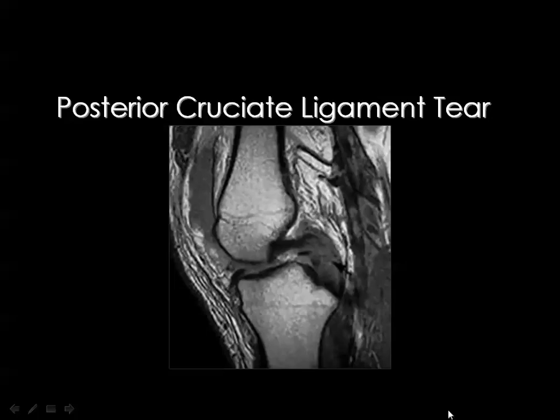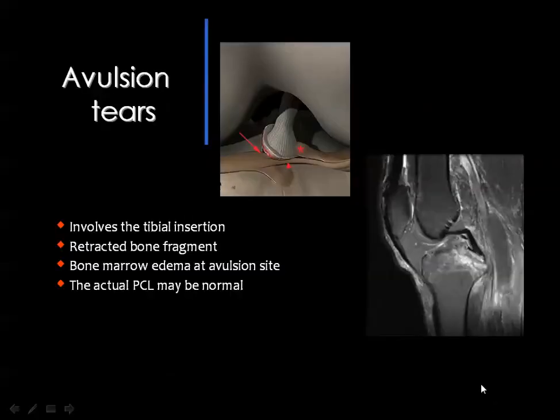Here is also another example of posterior cruciate ligament tear. The vertical part is of abnormal signal and is markedly swollen, diagnostic of being ruptured. Avulsion of the posterior cruciate ligament tibial attachment is more common than avulsion of the anterior cruciate ligament.